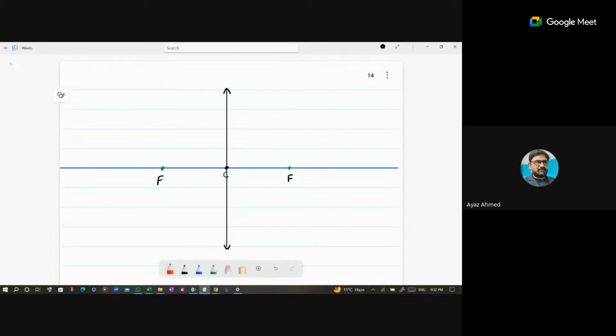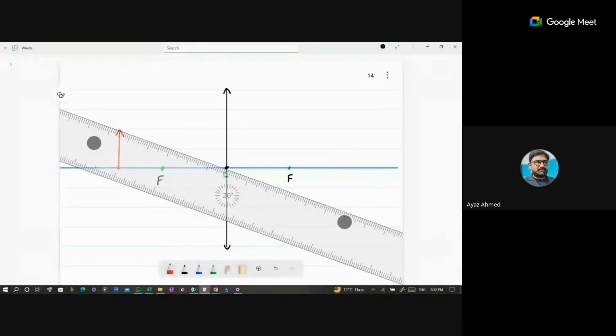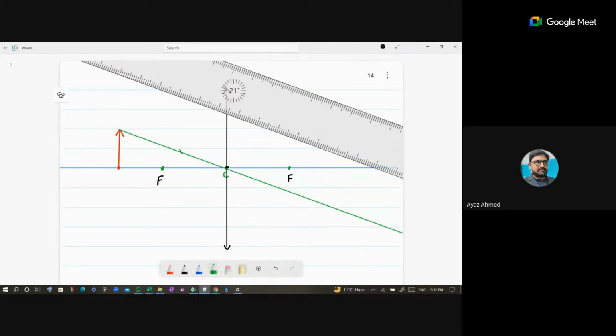Now let's have an object placed over here. Where is the object? It is anywhere beyond F, the principal focus. What I told you, Ariba, this is very important. So you have to draw ray number one from the head of the object, passing through the lens without any bending. This is your ray number one. Ariba, did you get this ray one?